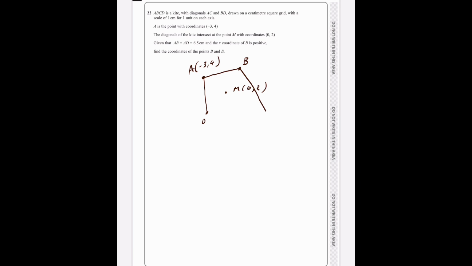So I'm going to plot A, B, C and D. We've got the point M, the midpoint, with the coordinates 0, 2, and we know that AB is equal to AD and that they are both 6.5.